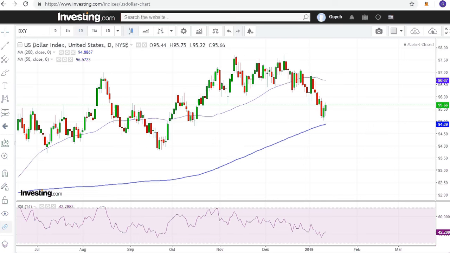Now, starting with the US dollar, the daily DXY chart in front of you. As we see over the last couple of days, the US dollar is bouncing up from coming close to retesting this 200-day moving average. And I think this bounce up is going to continue at least for a week or slightly longer. It depends on the following.